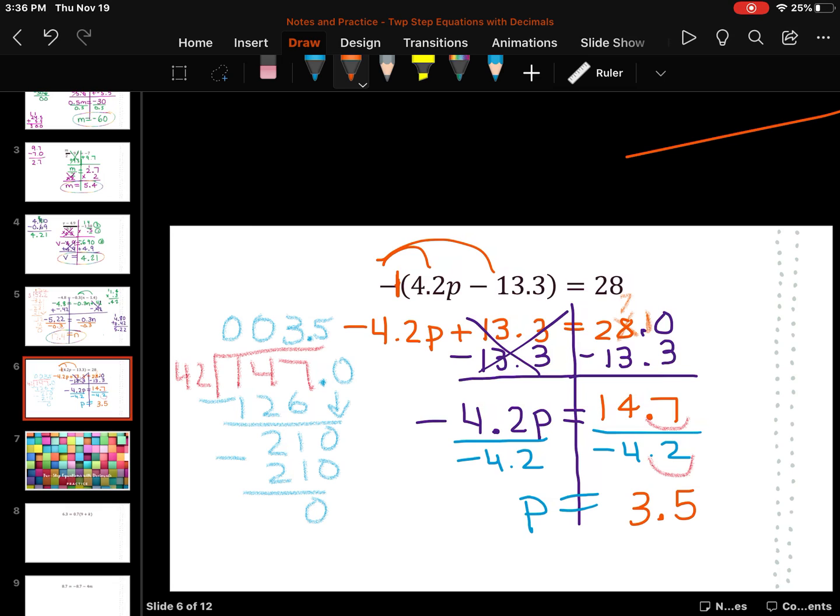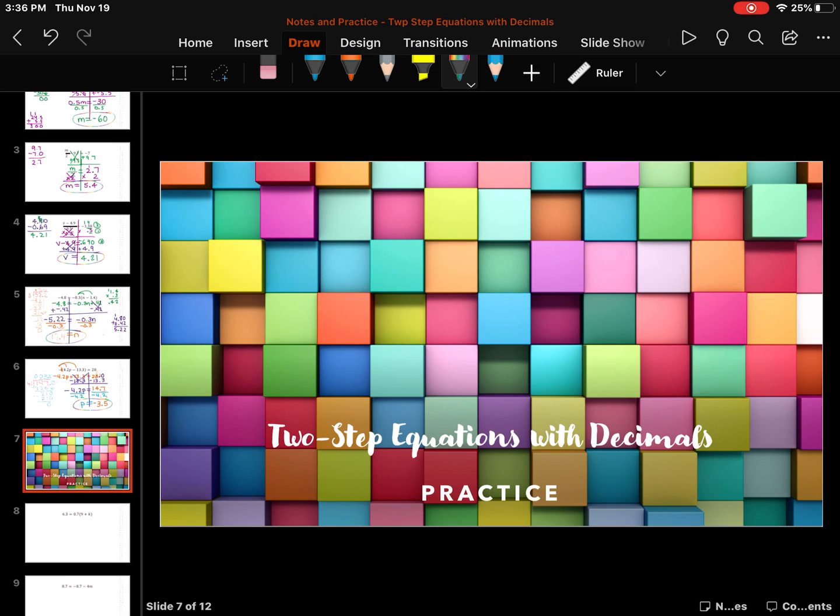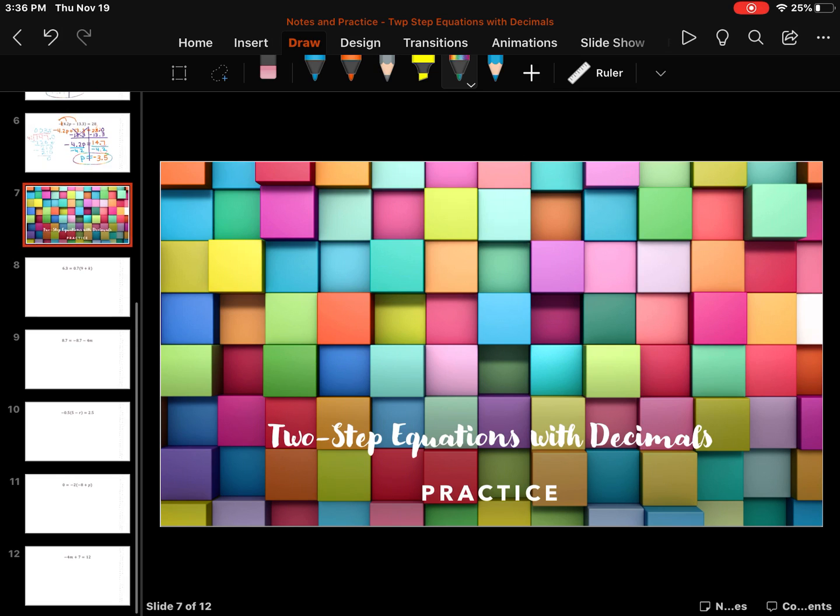Final thing we cannot forget, it was a positive 14.7 divided by a negative 4.2, which gives us a negative 3.5 for our final answer. Go ahead, and the next slides are practice for you.